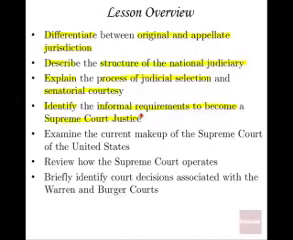And right now, as of the time of the filming, obviously, we're going to examine the current makeup of the Supreme Court of the United States. We're also going to review how the Supreme Court operates. And then this is where a little history once in a while might appear on the AP exam. We're going to briefly identify the court decisions associated with the Warren and Burger courts. So again, very little is required to know. So the little that you have to know, we are going to review.